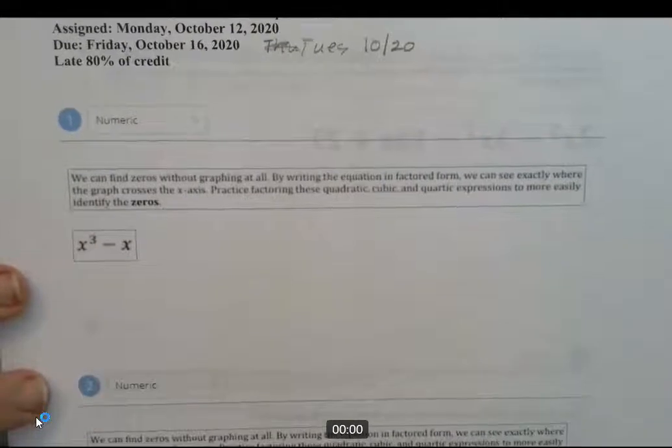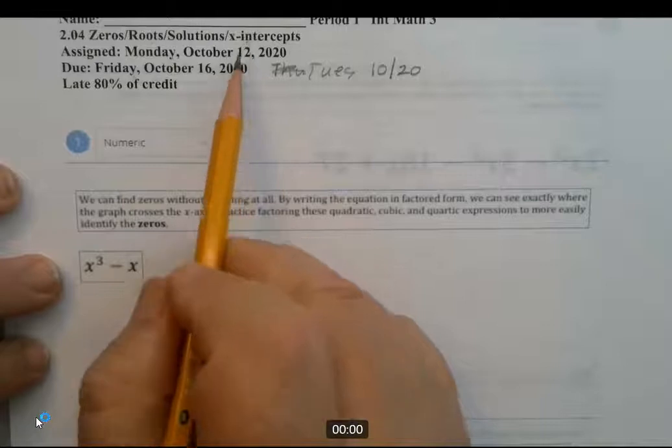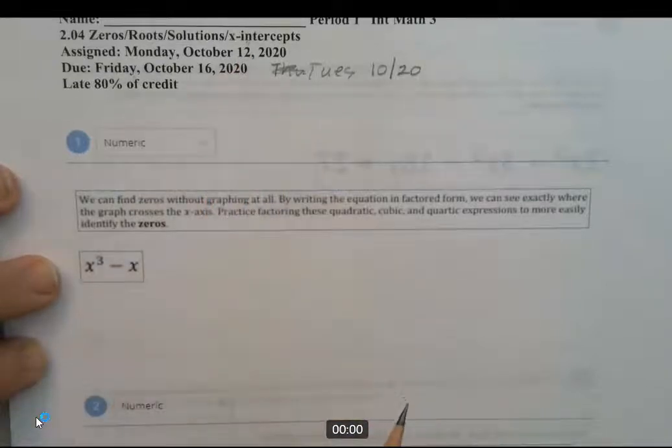Okay, so let's go ahead and get started. We did most of these in class, or a good number of them, but let's go ahead and do them in case you didn't follow everything, didn't get everything written down. So, what is a zero? A zero is, the best description of what it is, an x-intercept of a function. It's where it crosses the x-axis.